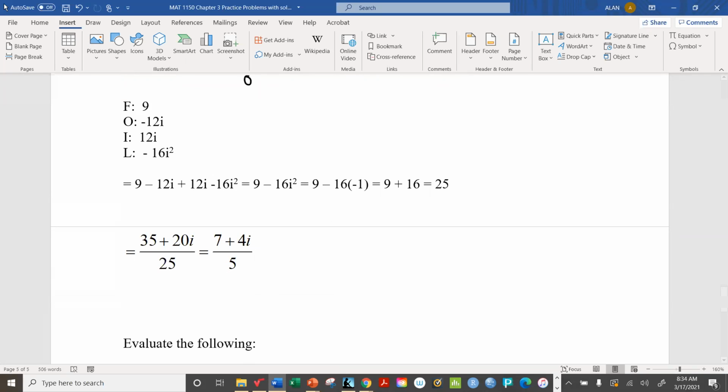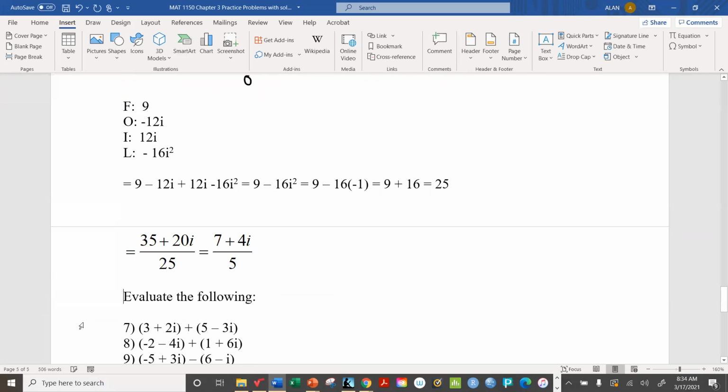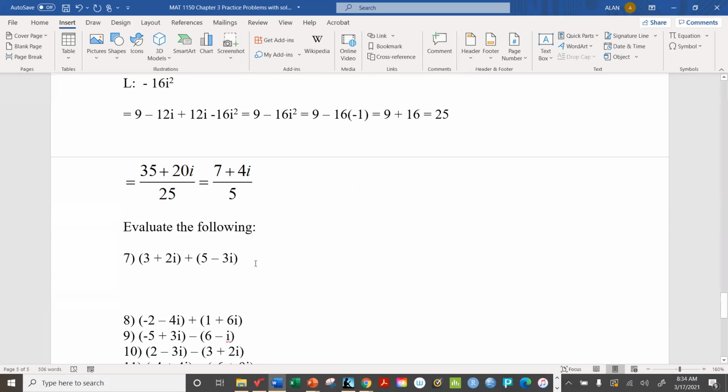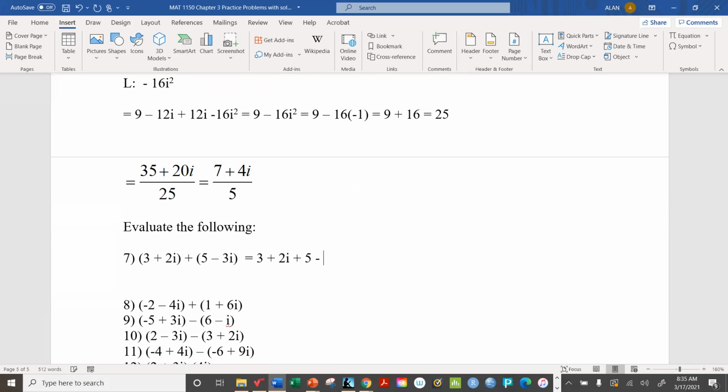All right, now what about these? Okay, well now these are, by comparison, a lot simpler because you're just adding and subtracting. So here, for example, you'll have 3 plus 2i plus 5 minus 3i. And when you consolidate these, you'll just end up with 8 minus i. Oh man, that's so easy. We like easy.